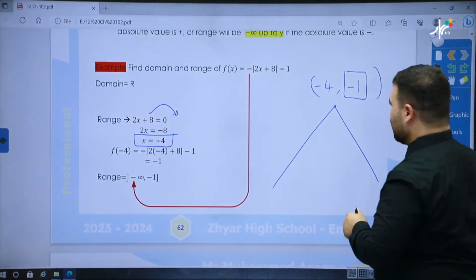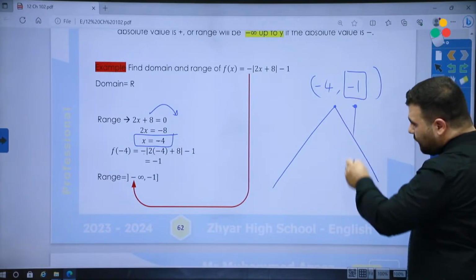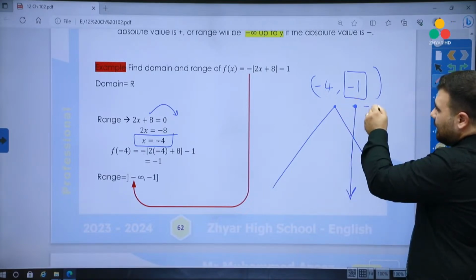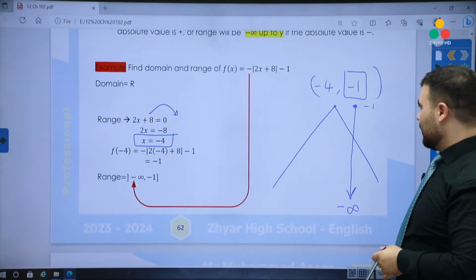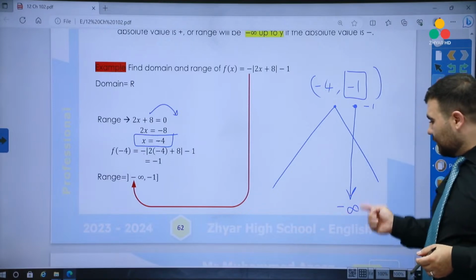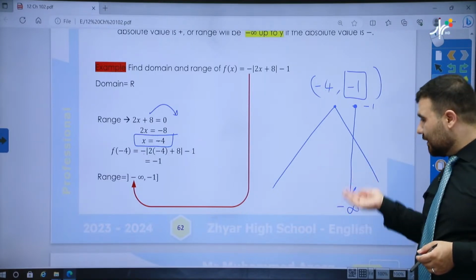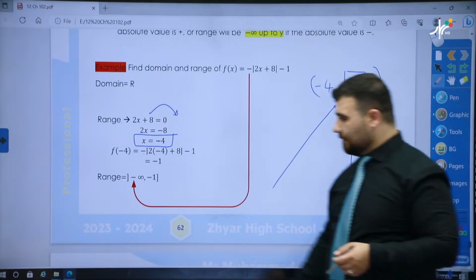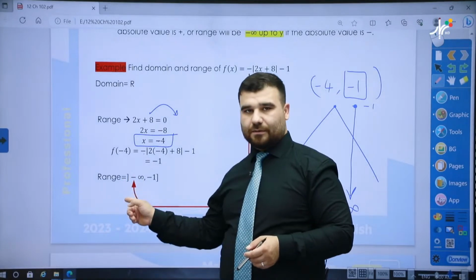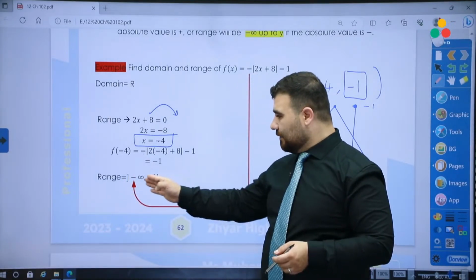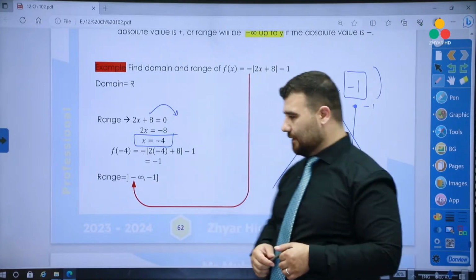It makes the range to be from negative 1 all the way down to negative infinity, because range is related to y. Then the way we write this, we need to write the smaller one on the left. Negative infinity is less than negative 1. So negative infinity goes to the left side. The bracket is always open for negative infinity, and negative 1 is in.